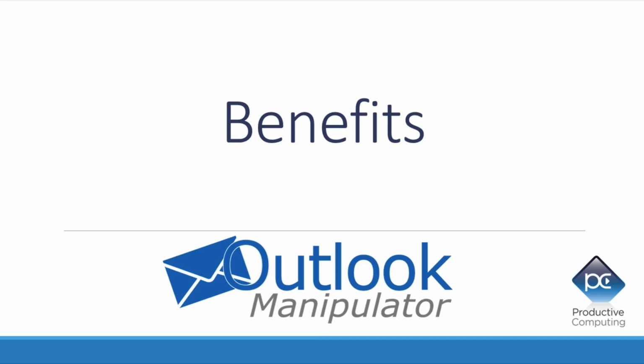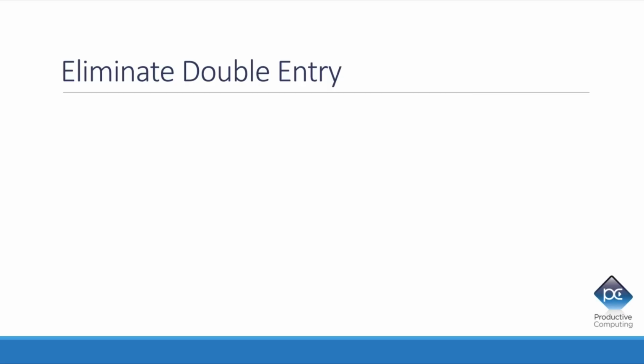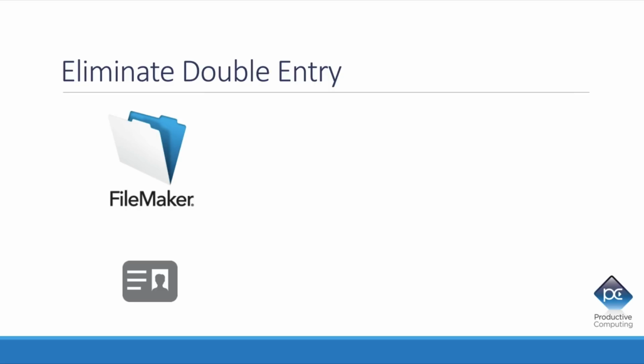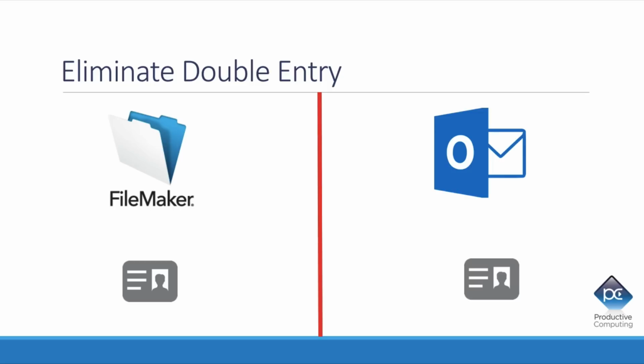Let's discuss a few of the benefits of using the Outlook Manipulator plugin. Effectively eliminate double entry and save time. Organizations that use FileMaker traditionally store their contacts within their FileMaker database. Most of these organizations use Outlook to generate all of their emails. The problem is that Outlook creates its own set of contacts for each individual's email account, independent of FileMaker. To resolve this, an organization can use the plugin to update their contacts in FileMaker, thereby eliminating double entry and keeping everyone up to date.